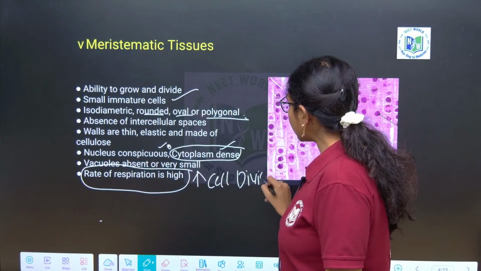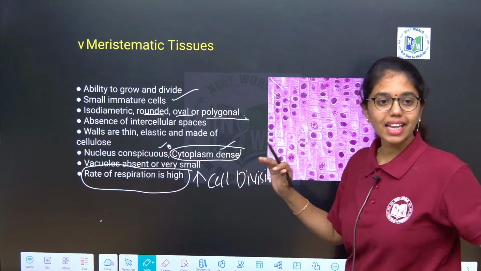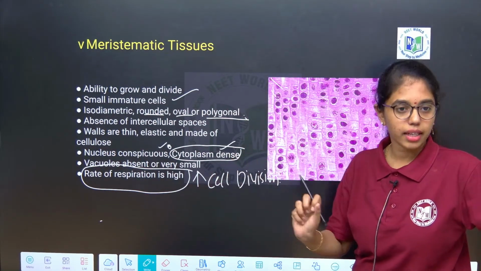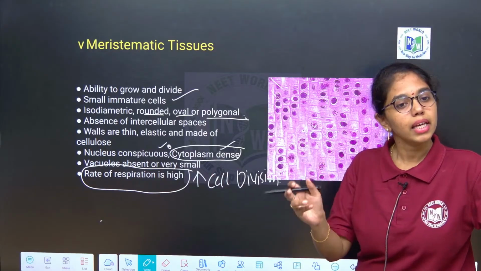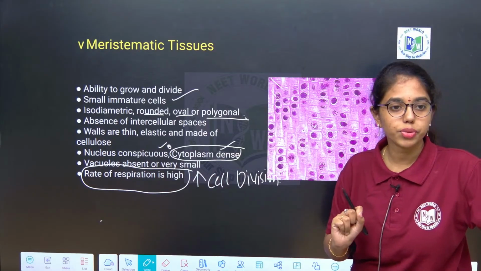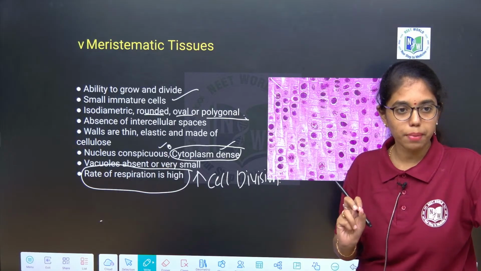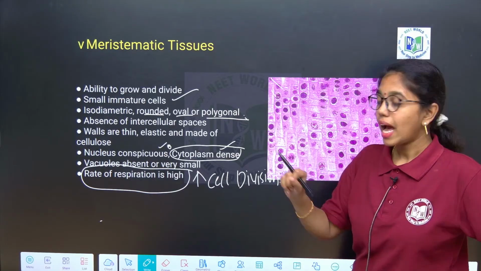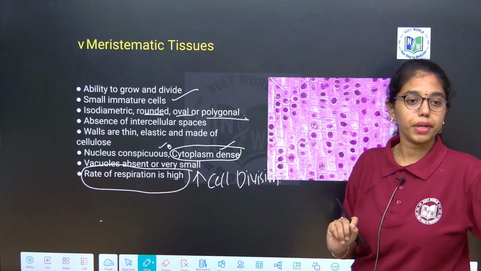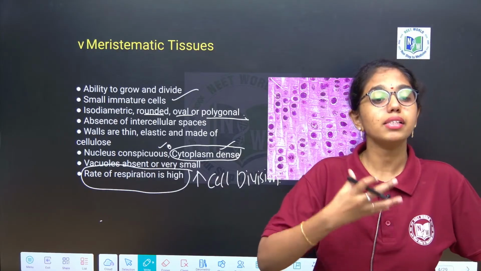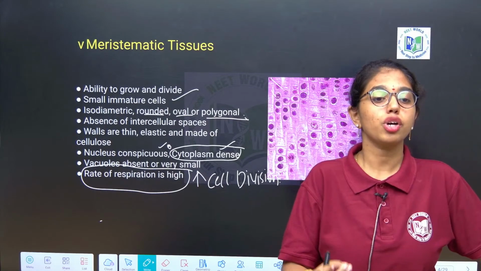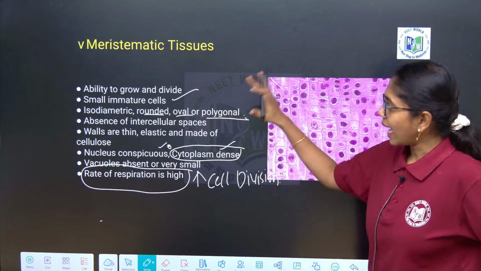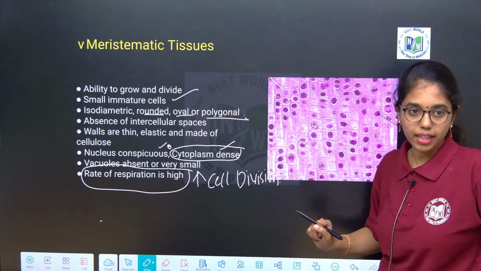See, here there is nothing to mug up, beta. Just think logically. The cells are dividing continuously, means the cell wall will be thin. Conspicuous nucleus will be there. Vacuoles will be absent or small. Cytoplasm will be dense and all cells are isodiametric. Because of the continuous cell division activity, they show a high respiration rate. Clear? So, these are the characteristic features of meristematic tissue.